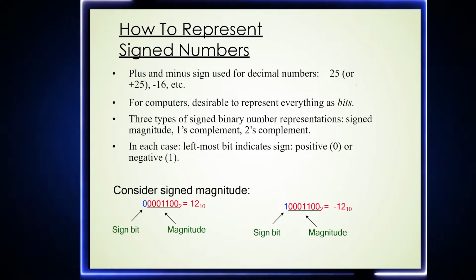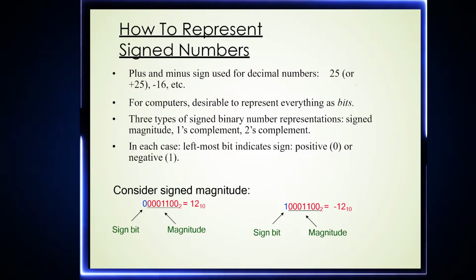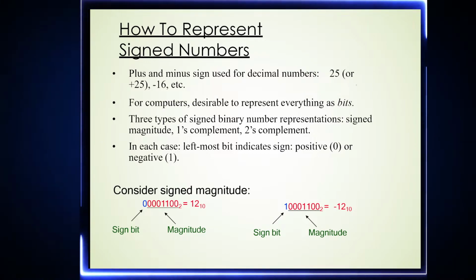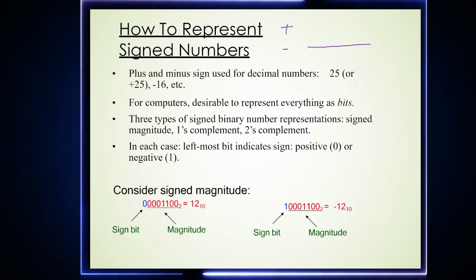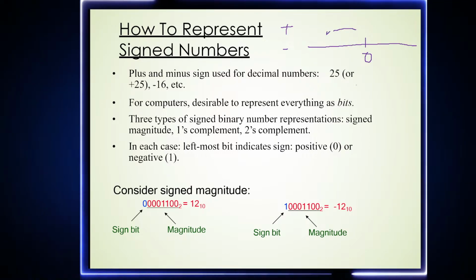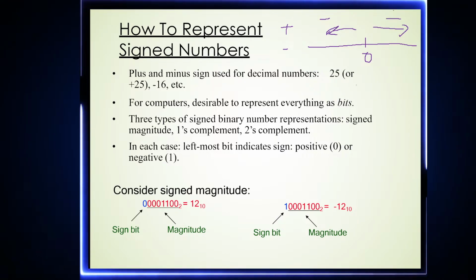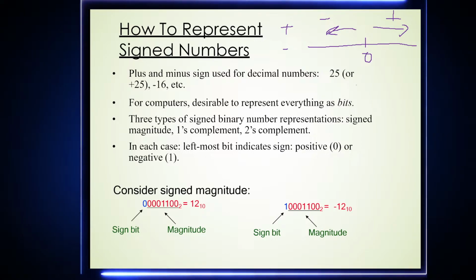Now let's see how to represent signed numbers. In decimal numbers, plus sign and minus sign are used. We are aware of this. So if this is our number line, this is our 0. This side we would have all the negatives, and this side we would have all the positives, as in positive sign numbers.